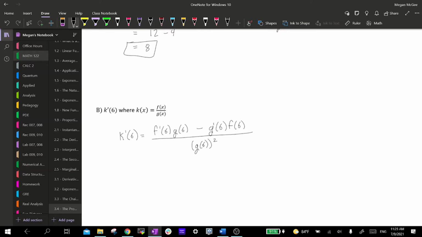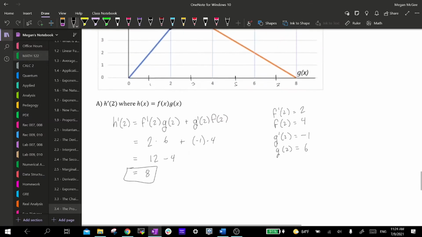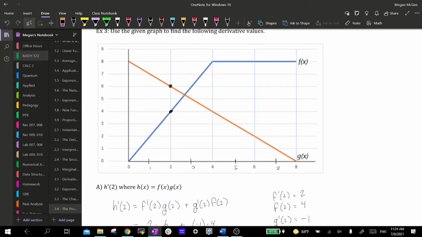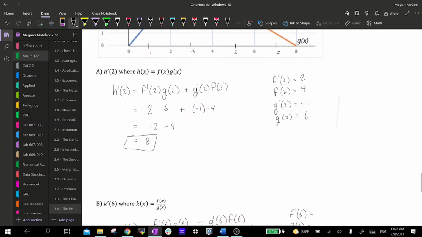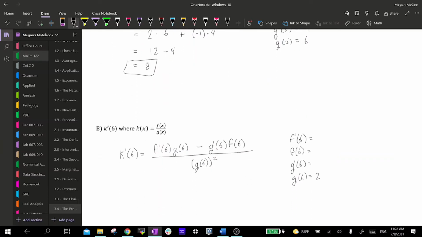Alright, so we need f prime of 6, we need f of 6, we need g prime of 6, and g of 6. So let's go back up to look at our graph. So at x is equal to 6, we have g of 6 is 2, and we have f of 6 is 8. So g of 6 is 2, f of 6 is 8. And now we need the slopes at those 2 points.